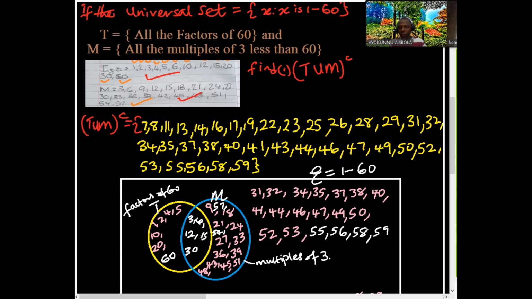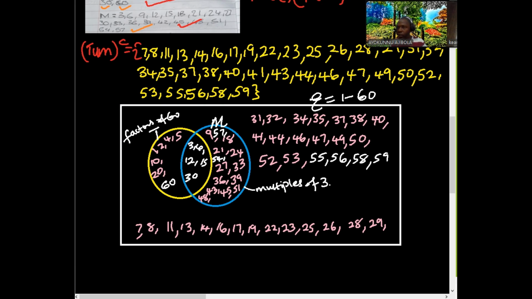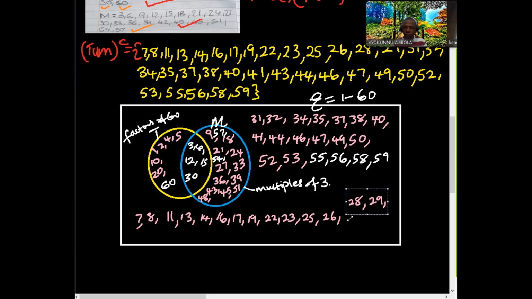So this is talking about complements. Let me move this one up a bit. So these are all the numbers that are in the universal set, I mean the entire data, but they are not in any of the defined set for us, okay? Can I copy it down?